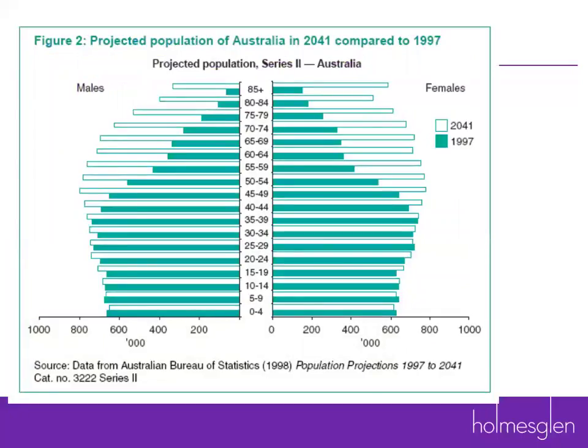Here's the projected population in Australia in 2041 compared to what the projection was in 1997, which is not very long ago. And you can see here the ageing population, a bulge. I mean, the number of people 80 to 84, there's a massive increase in every age over about 50 for both genders. So again, better look at aged care.